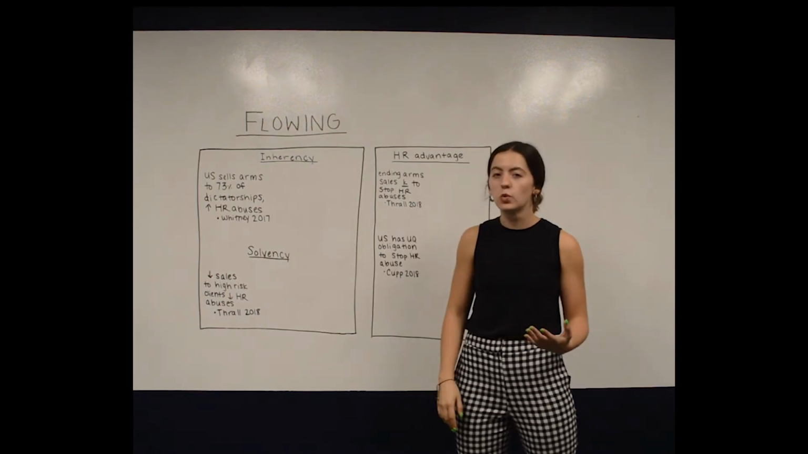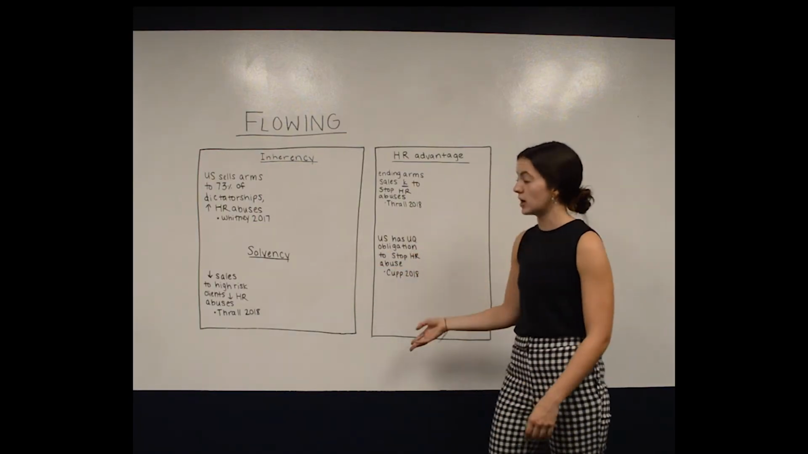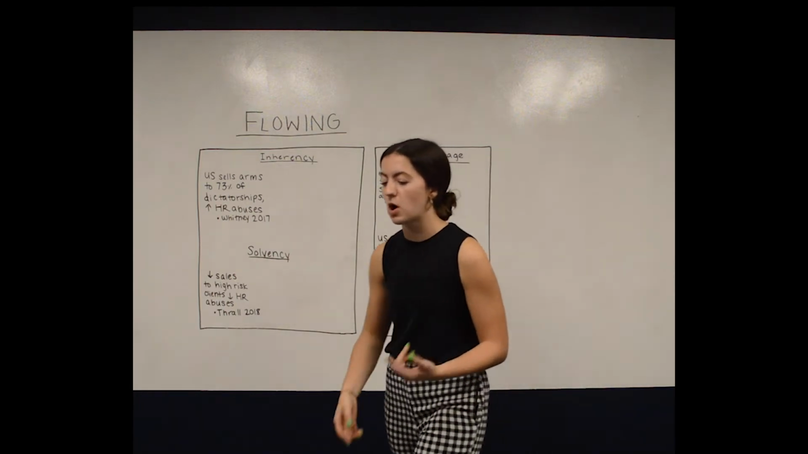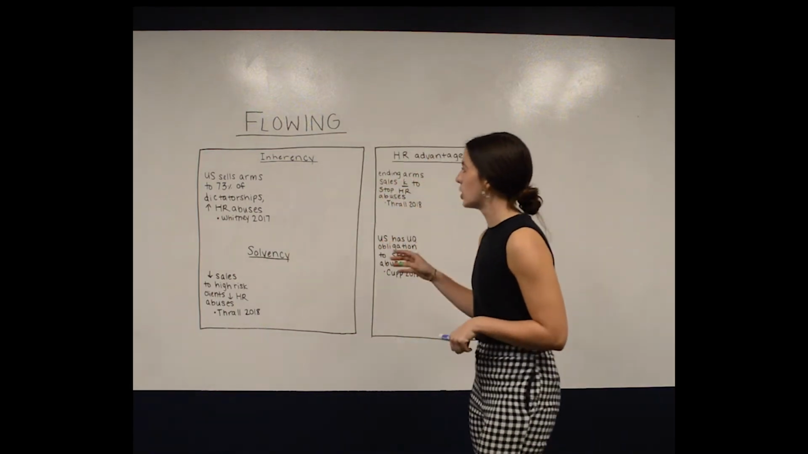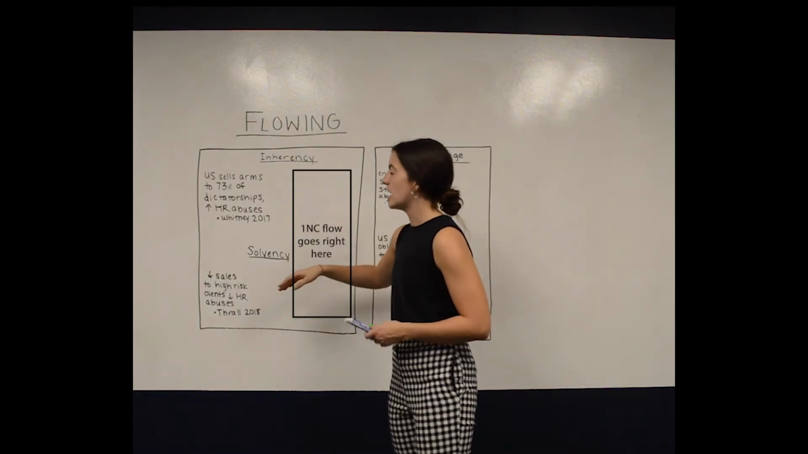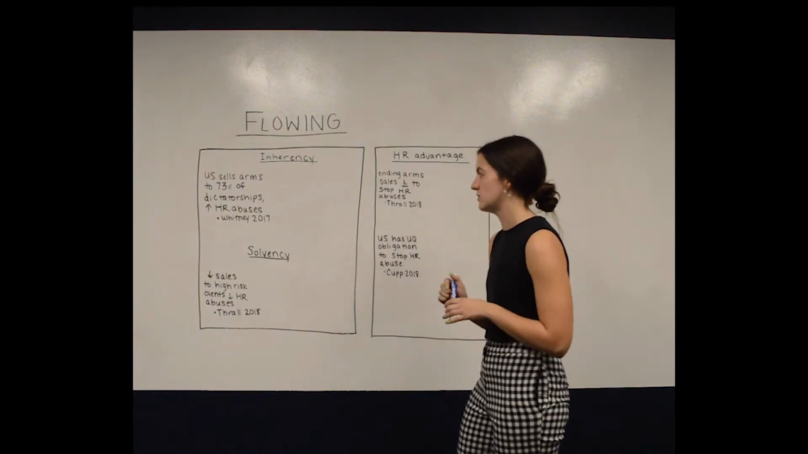So then after the 1AC reads their speech, the 1NC is going to get up and give their speech, and you want to make sure that you're flowing that speech as well in the correct spots. So where you would flow the 1NC's arguments is right next to the 1AC. And you probably want to use a different color so you can differentiate between the affirmative and the negative team.